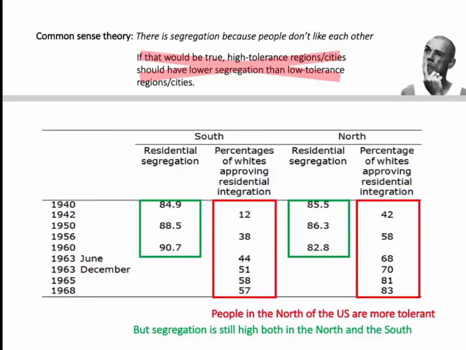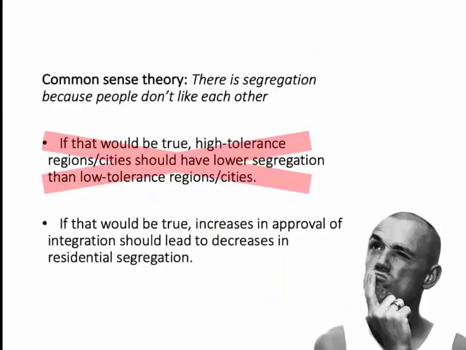Let's try our second implication that would have to be true. So here we go, the first one is done. Let's focus on the second one. If it is about people discriminating, then increases in approval of integration should lead to decreases in residential segregation. As people become more in favor of integration, you ask them, they say, yeah, integration is a great thing, I love it. Then segregation should go down.